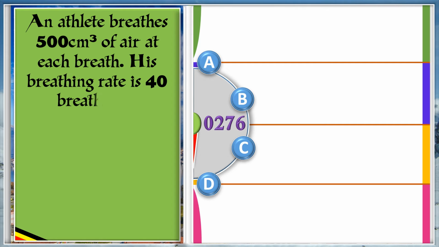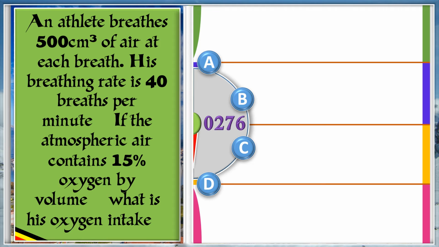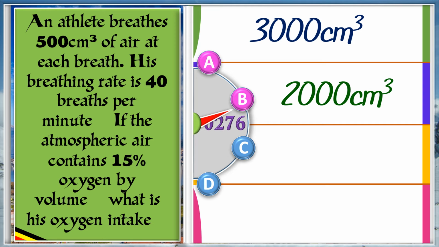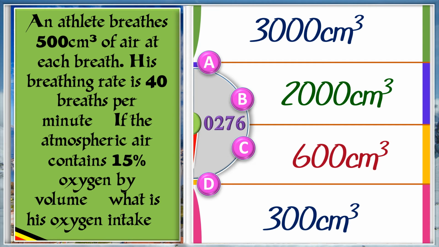An athlete breathes 500 cubic centimeters of air at each breath. His breathing rate is 40 breaths per minute. If the atmospheric air contains 15% oxygen by volume, what is the oxygen intake? A. 3,000 cubic centimeters. B. 2,000 cubic centimeters. C. 600 cubic centimeters. D. 300 cubic centimeters. And the answer is A. 3,000 cubic centimeters.